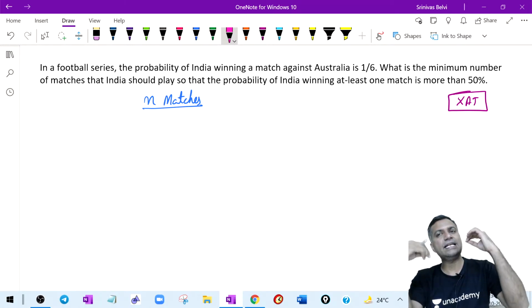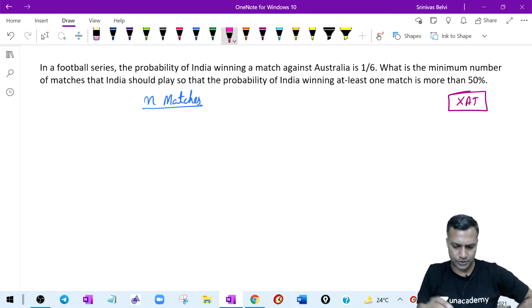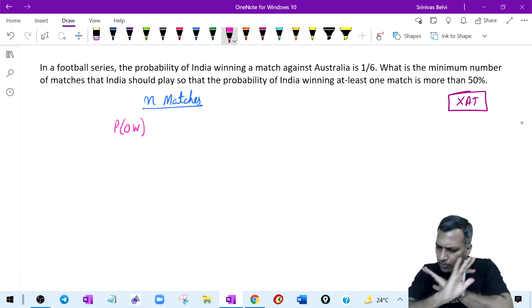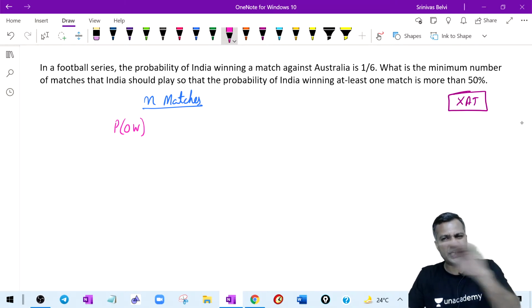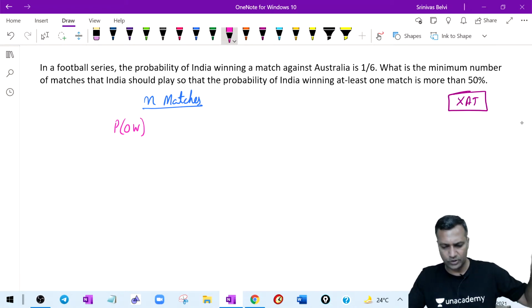Say they have played n matches. What can happen in n matches? India may win 0 matches. Let's write all possibilities. They played n matches. Whitewash. Australia has beaten India black and blue, or 0 matches.